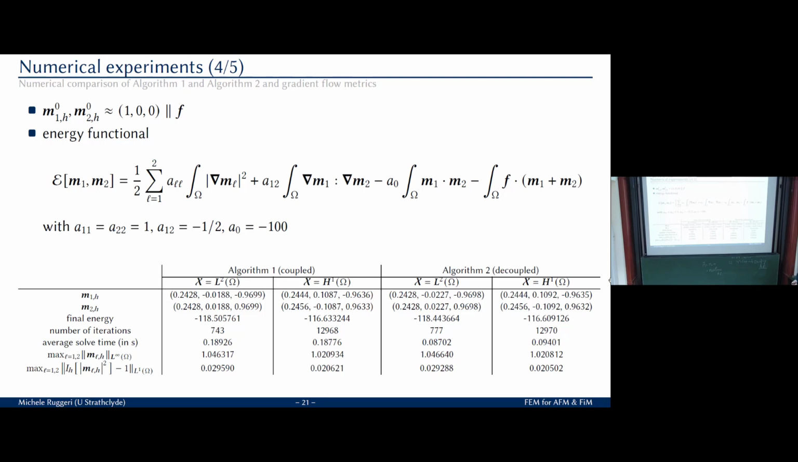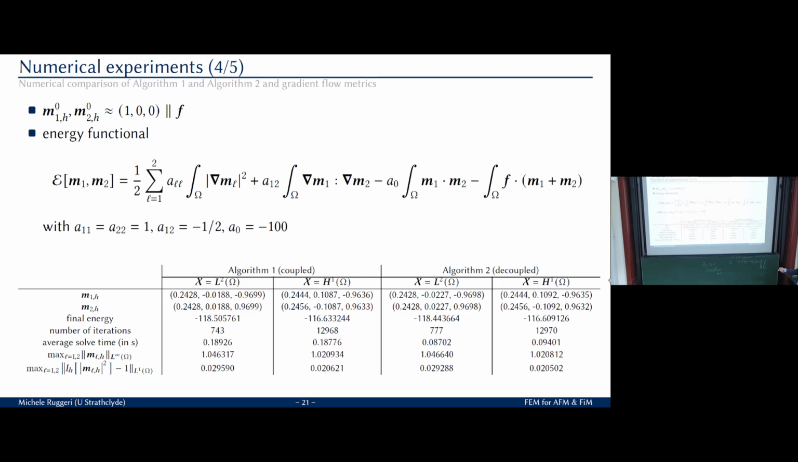But how come you have the same average solve time between H1 and L2? Yeah, because actually you have both at the stiffness matrix. It's not surprising to have more iterations, because of the stopping criterion. Yeah, but if you have more iterations, you run longer. Yes. That's why I was saying I want to consider the L2 gradient flow, because it's fast. How come the times are not different?